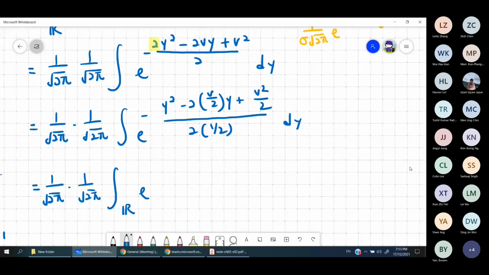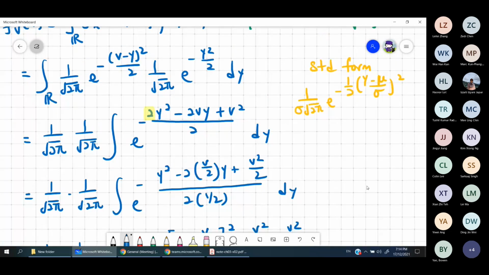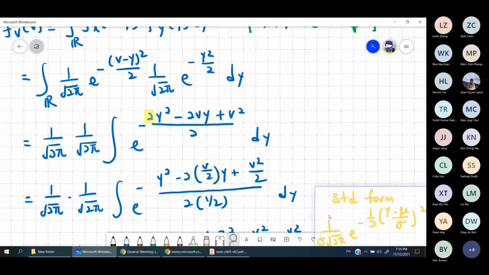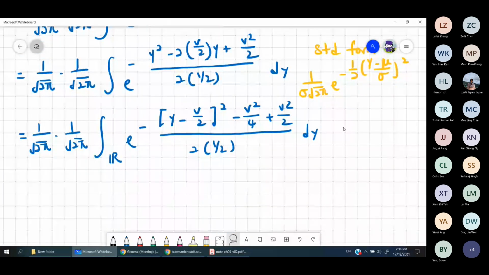So actually the remaining are standard calculations. You just need to complete the square here. So it will be y minus v over 2 squared. If you subtract, then you have an additional one, v squared over 4 plus v squared over 2. Okay, now you can see this is already following this standard form, kind of. So you just look at this part.